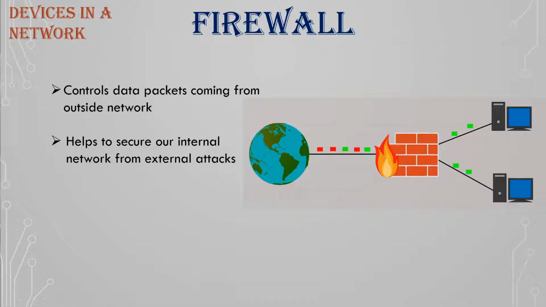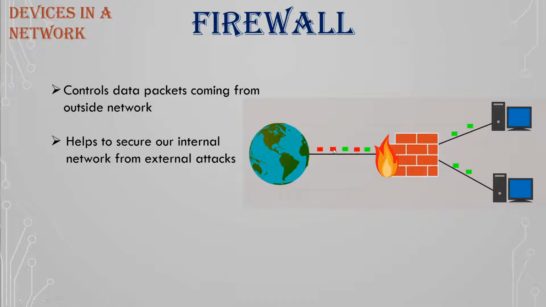Firewall. Firewalls are devices used in a network to control the incoming and outgoing network traffic. This will help us protect our internal network, for example, the network of an office, from the vulnerable world of attacks from outside. As an example, we can check the image over here. This is our internal network and this is the external network.